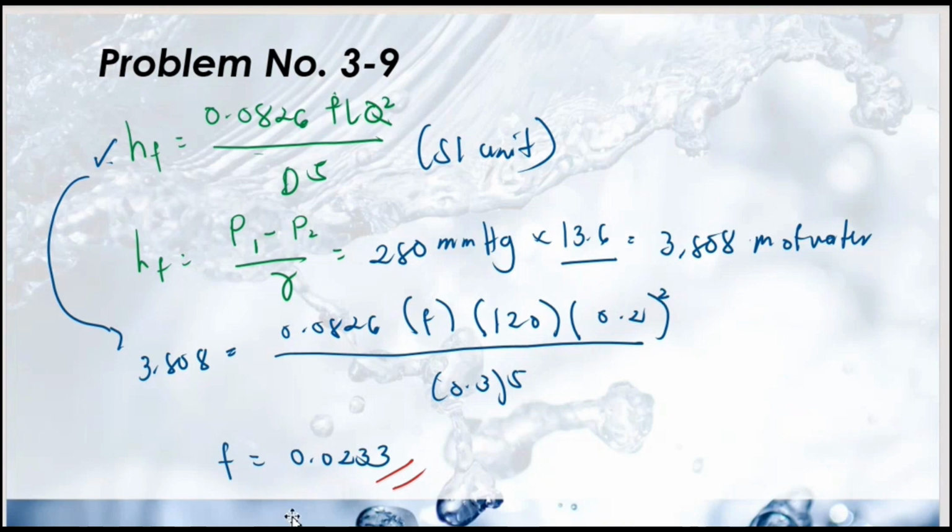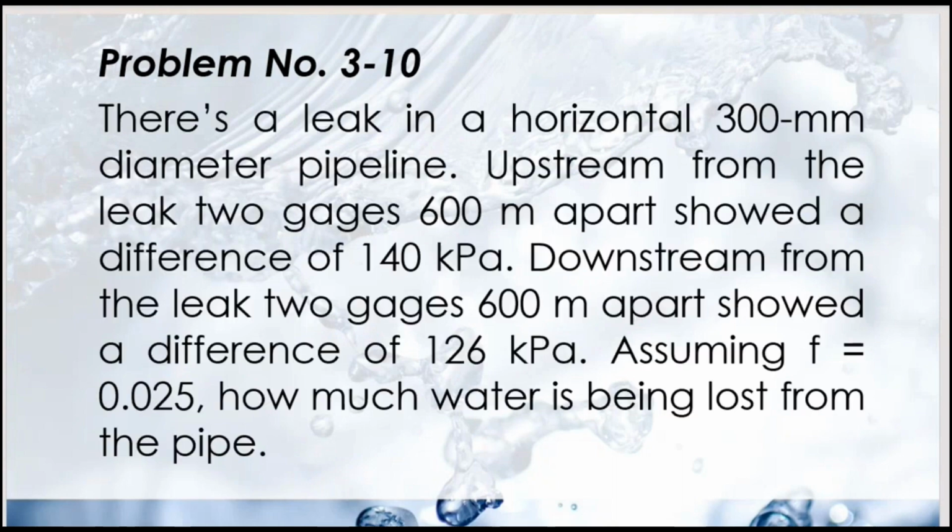So, now let's move with the third problem. In the third problem, in this scenario, there's a leak in a horizontal 300 millimeter diameter pipeline. Upstream from the leak, two gauges 600 meter apart showed a difference of 140 kilopascal. And downstream from the leak, two gauges 600 meter apart showed a difference of 126 kilopascal. Assuming that the friction factor is 0.025, so almost close to the one that we've computed a while ago, the question is, how much water is being lost from the pipe?